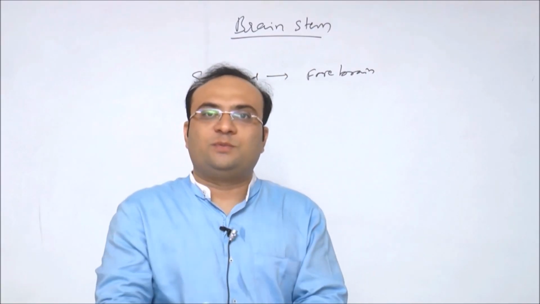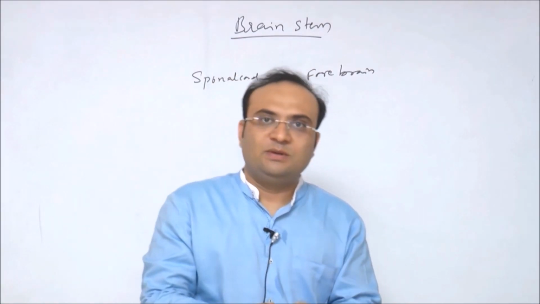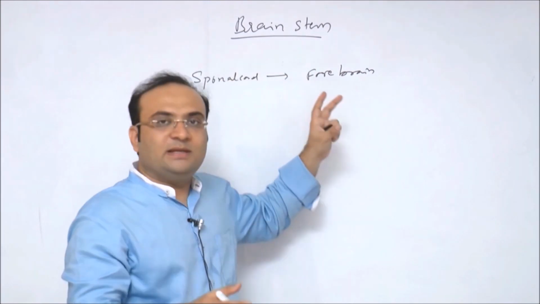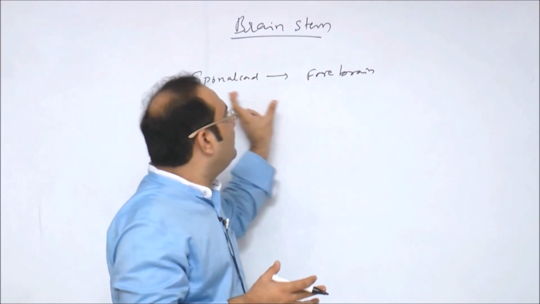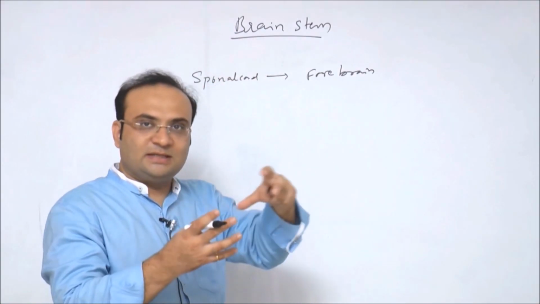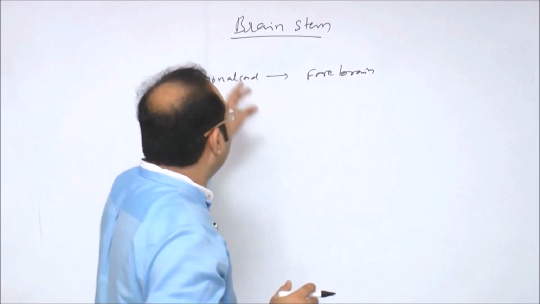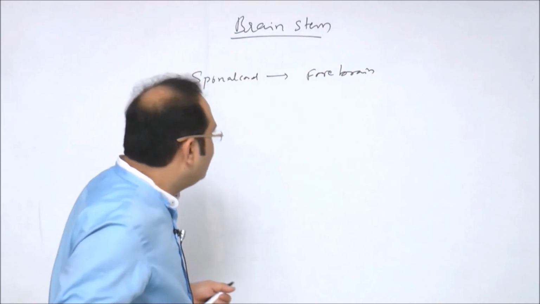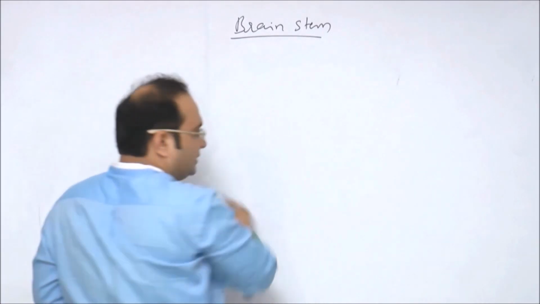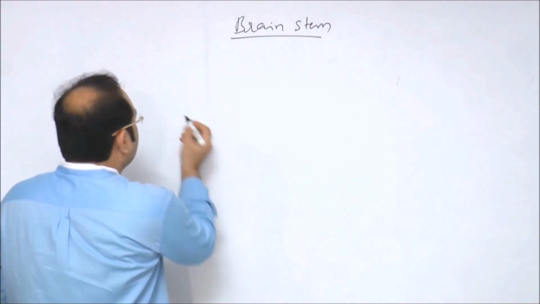The spinal cord is the lowermost part of the cylindrical part of the central nervous system, whereas the forebrain is mainly involving the cerebral hemisphere. So the brainstem is the stalk-like structure in between, which connects the spinal cord to the forebrain. It has three parts from below upwards.